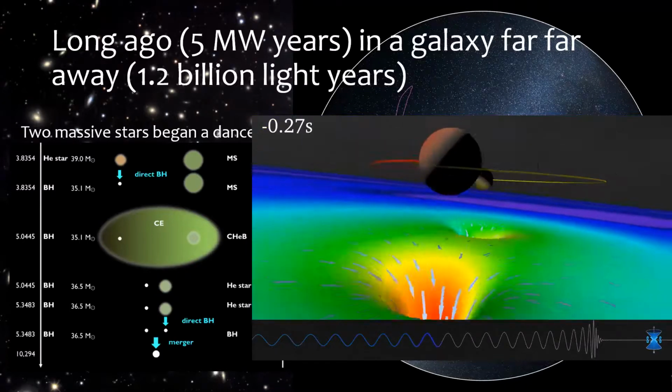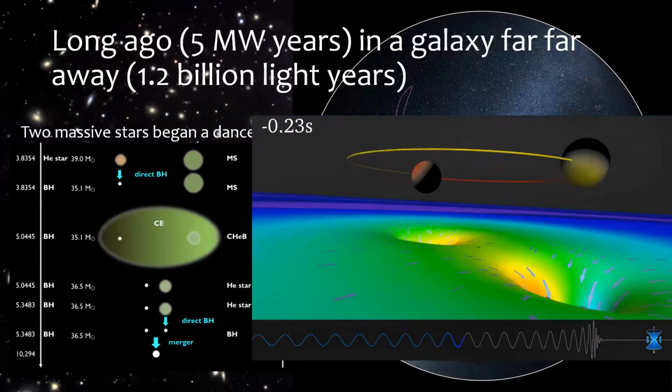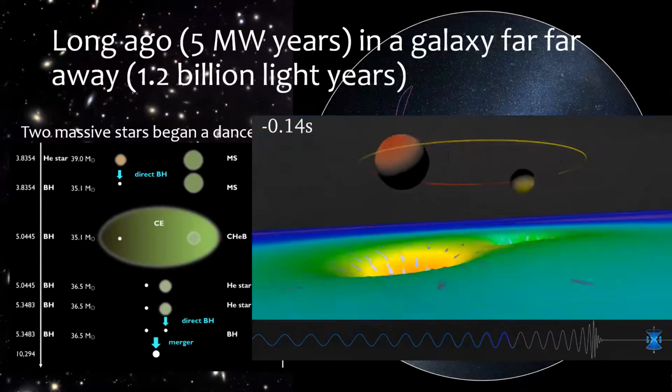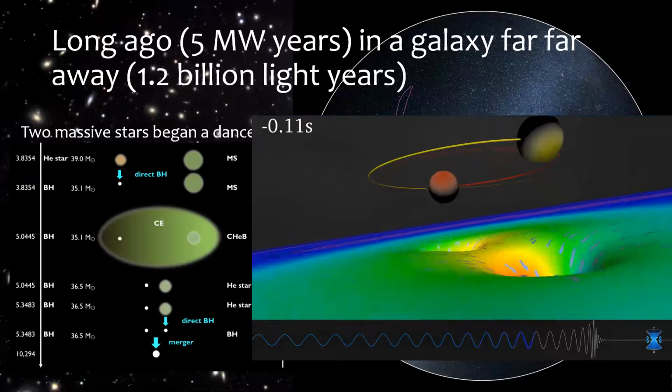The black holes get close enough that their event horizons, the distance at which the escape velocity is the speed of light, overlap, and the black holes merge.